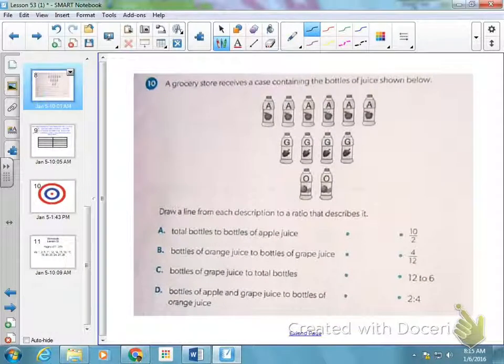Okay, I want you to read this, pause this, solve it, and then check back with me after you have made up your matches, what you think match. Okay, so when we're doing this ratio, I'm going to make the ratios on my own and then match. So if I want to find the total bottles to bottles of apple juice, how many total bottles do we have here? I see 12 total bottles. So for this one, my first number is going to represent 12. And then how many bottles of apple juice do we have? We have 6. So the ratio that matches this would be right here, 12 to 6.